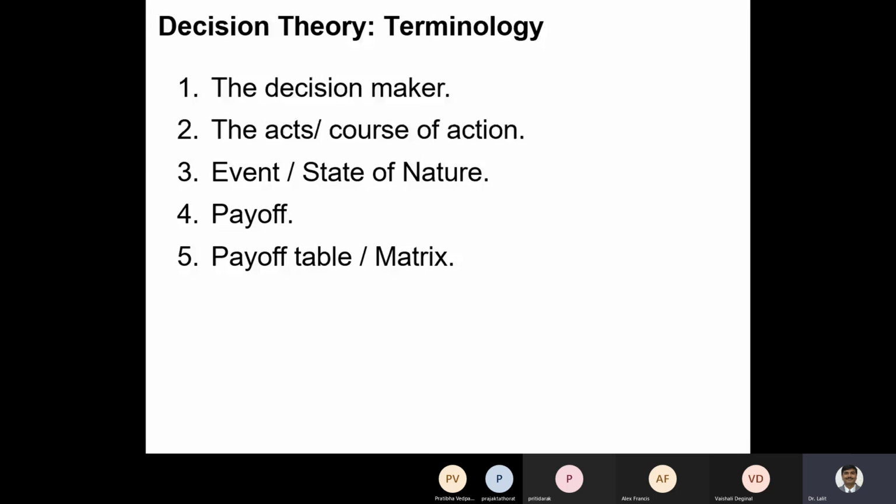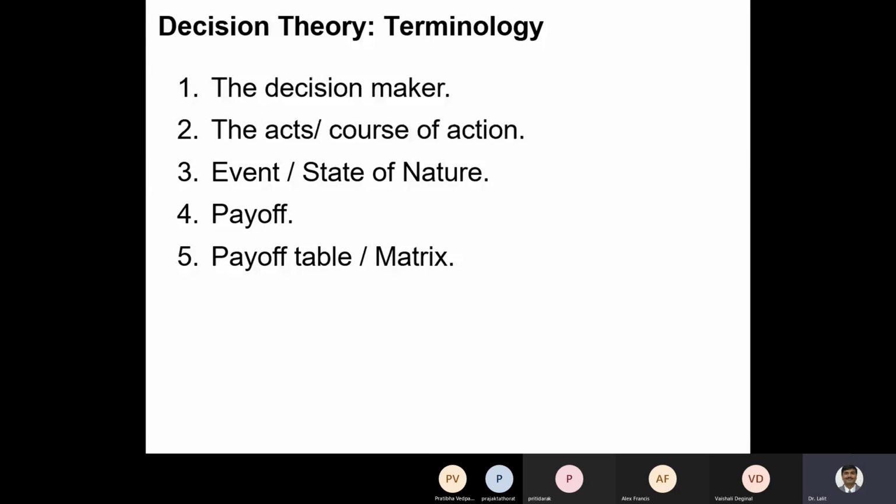or the course of action. Basically the acts or actions or courses of actions are the alternative strategies that are available to the decision maker. Now, decision making involves selection of one act or one course of action among two or more alternative courses of action. Okay. Now, the third concept associated with decision theory is event.